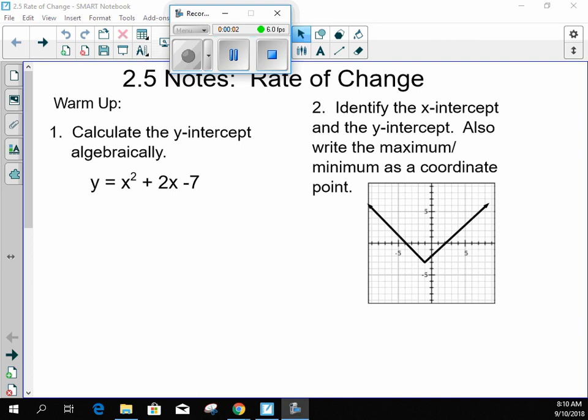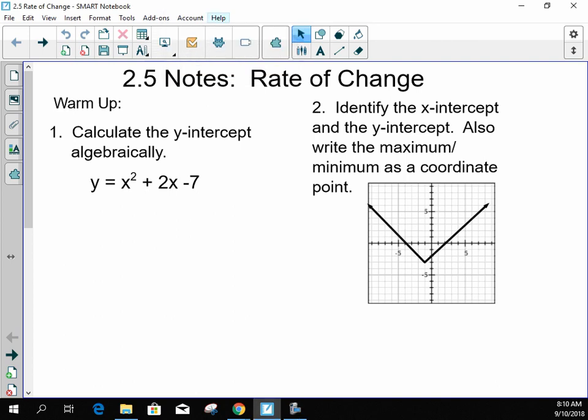Okay, this is 2.5. We're going to talk about rate of change. I need to calculate the y-intercept algebraically. That means don't graph this. Calculate it using algebra. How do I calculate that?